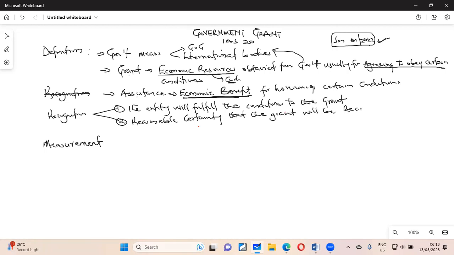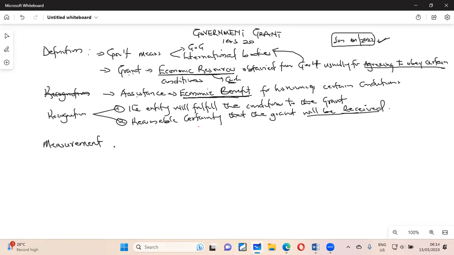This is the prudence concept. All right, so the grant will be received. If you are not so certain that you will receive the grant, then you cannot recognize the grant. All right, so these are the two major recognition criteria. All right, so please take note of this.